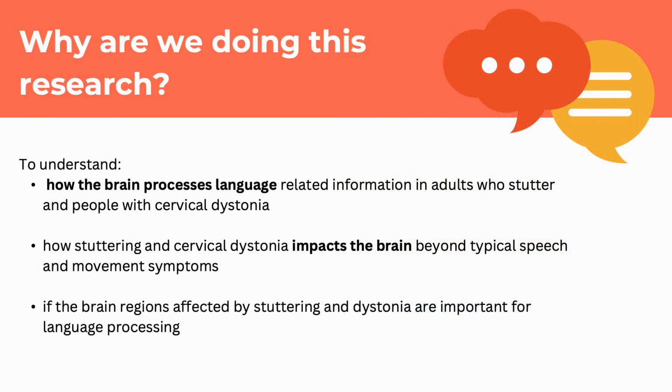Why are we doing this research? We want to understand how the brain processes language-related information in adults who stutter and people with cervical dystonia. We'd also like to understand how stuttering and cervical dystonia impacts the brain beyond typical speech and movement symptoms. Finally, we want to know if the brain regions affected by stuttering and dystonia are important for language processing.